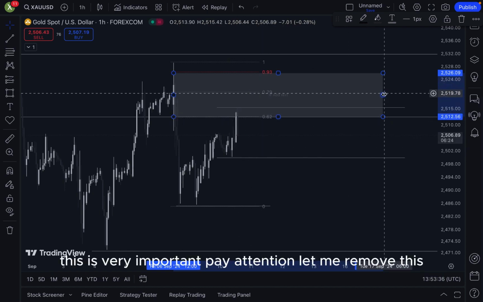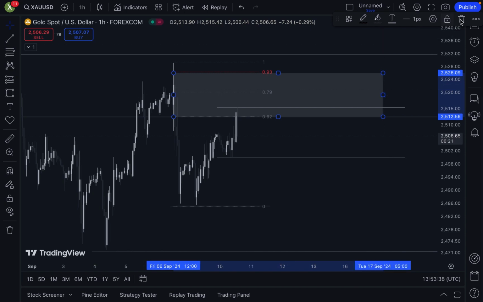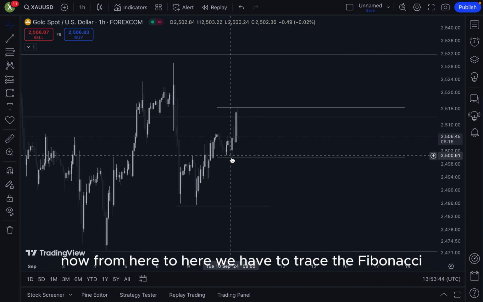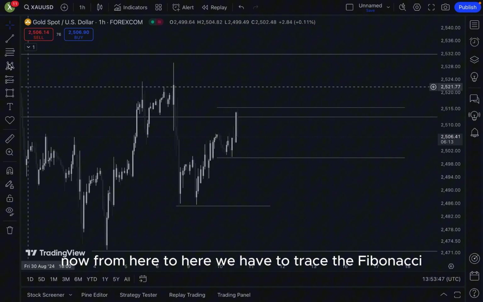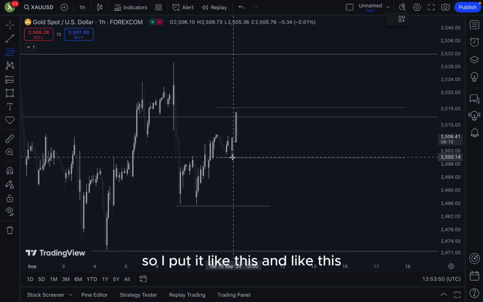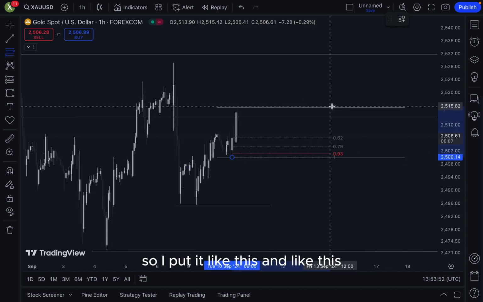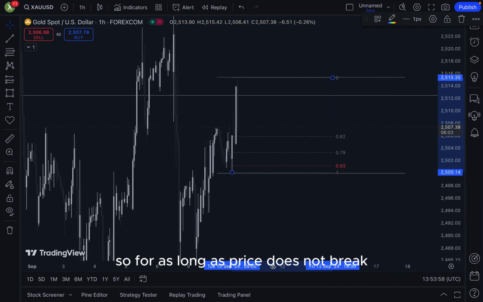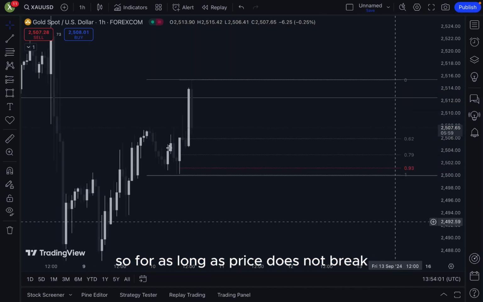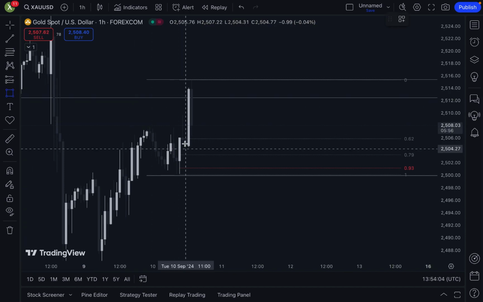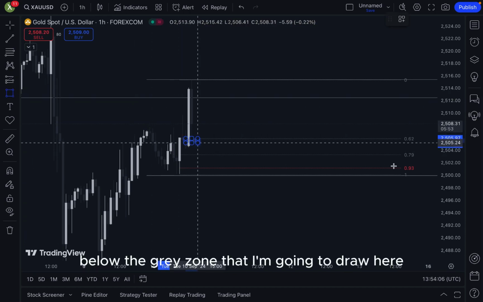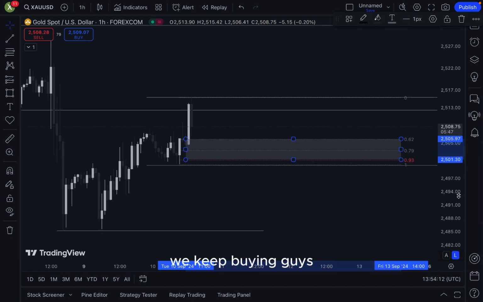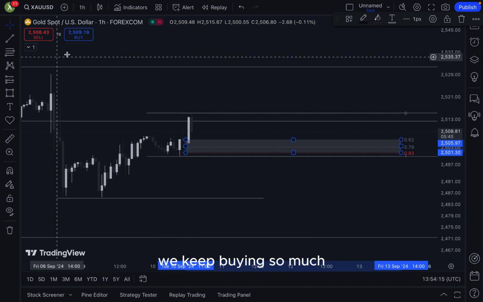This is important. This is very important. Pay attention. Let me remove this and then remove this as well. Now from here to here we have to trace the Fibonacci. So I put it like this and like this. So for as long as price does not break below the gray zone that I'm going to draw here, we keep buying, guys. We keep buying so much.